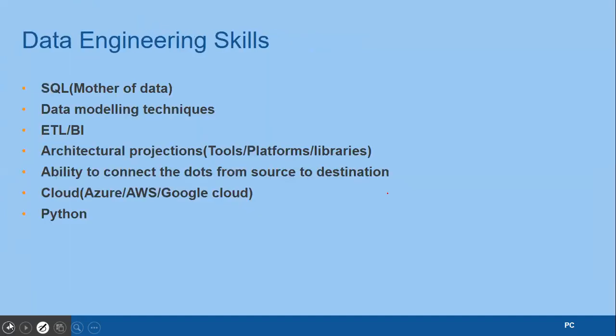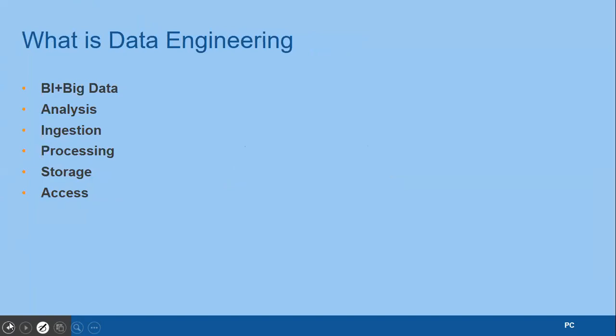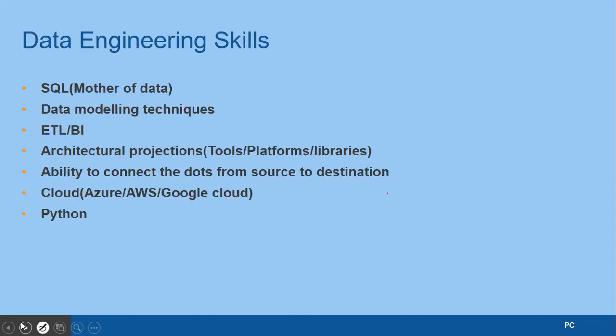Okay. Now that is about data engineering. In a nutshell, data engineering is the application of business intelligence on big data. We analyze the source data, ingest it, process it, store it, and finally give access to the right data to the right people. So data engineering manages all these different phases.